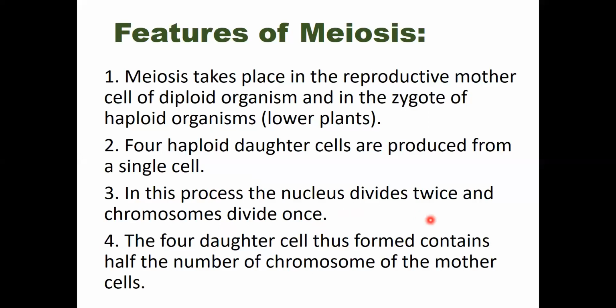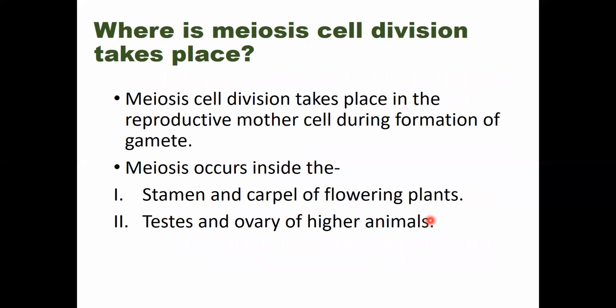Now, where does meiosis cell division take place? The meiosis cell division takes place in the reproductive mother cell during formation of gametes. So meiosis occurs inside the stamen and carpel of flowering plants, and also the testes and ovary of higher animals.